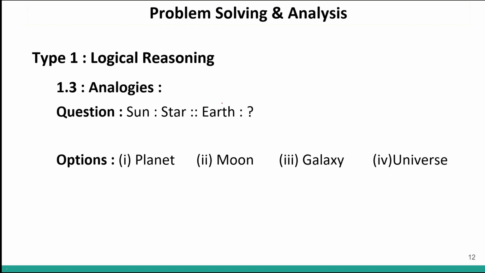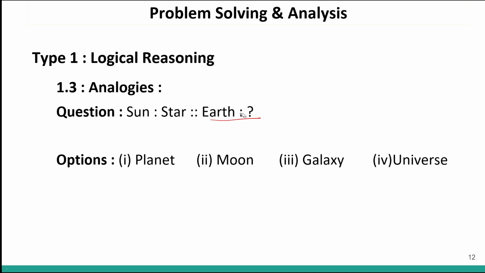Now, analogies we have already discussed. Analogies basically means that two elements are given to us and we have to use the same logic on pair number 2 to identify the problem. So analogies we have already discussed in detail. Over here, sun is to star and earth is to what? We have to find out.